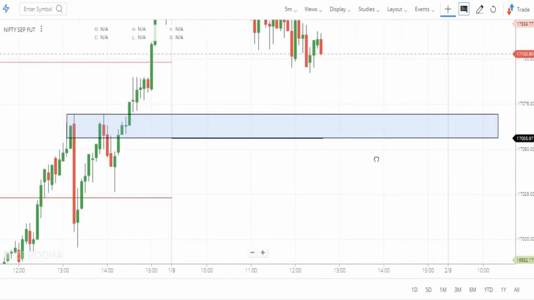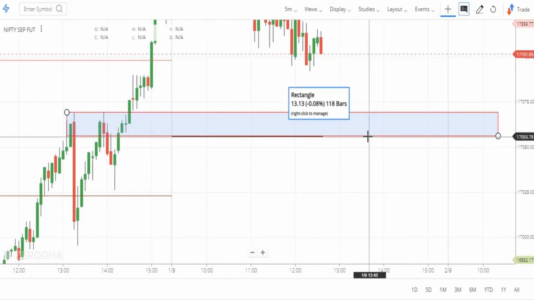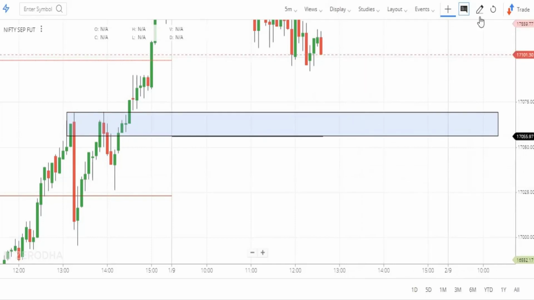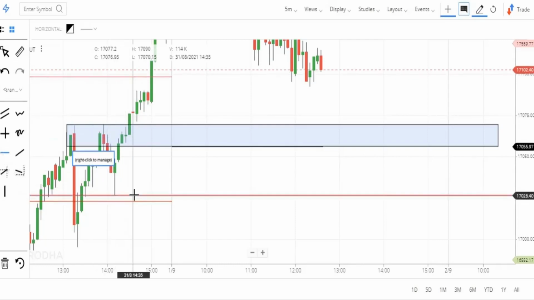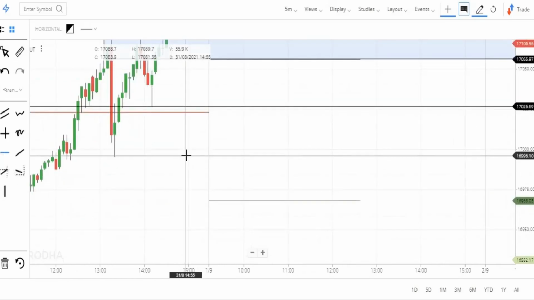What happens when the market breaks below this demand zone? When the market breaks below this demand zone, it will head towards its next target. So what were the next targets? If you remember, we talked about this and this level.